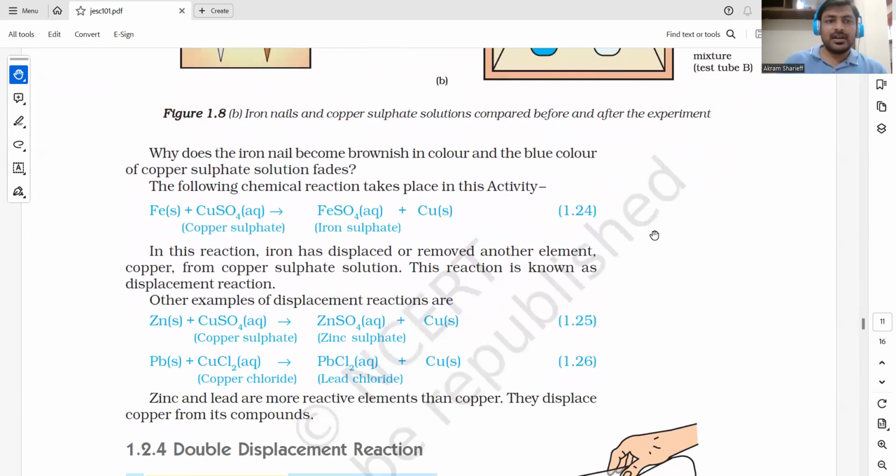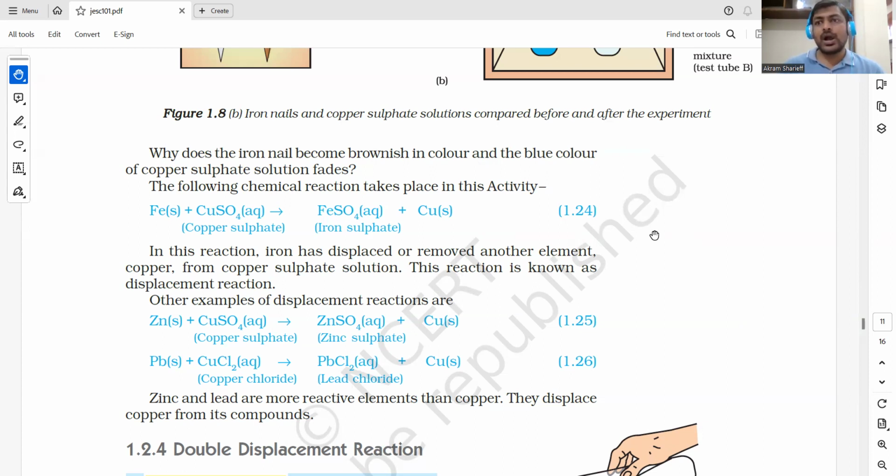So basically what has happened here? Fe, that is iron in solid form, was dissolved in copper sulfate in aqueous form. You got iron sulfate plus copper. So in this reaction, iron has displaced the copper from its solution. What solution? Copper sulfate solution. So this kind of reaction is known as displacement reaction.